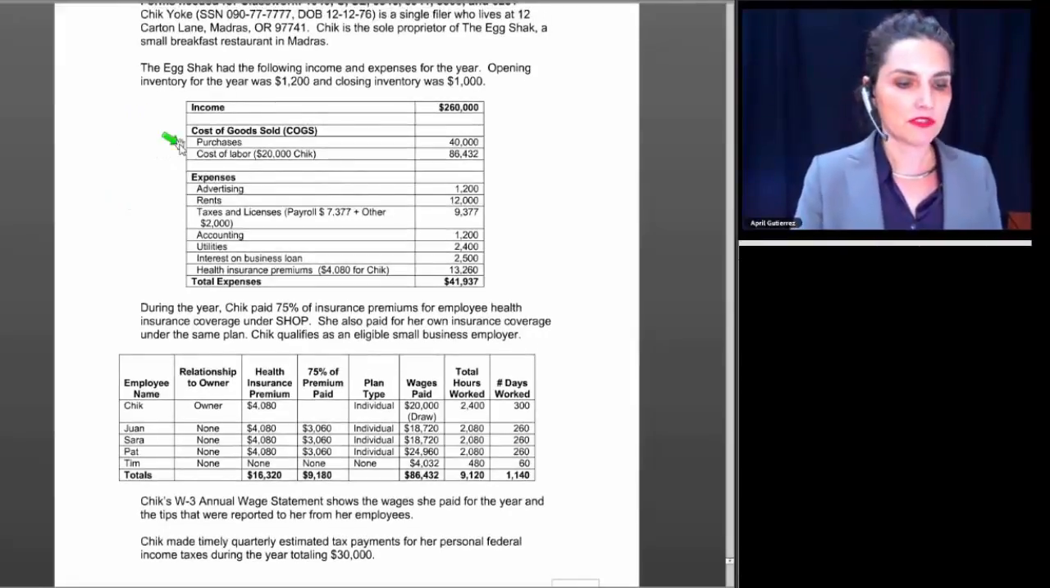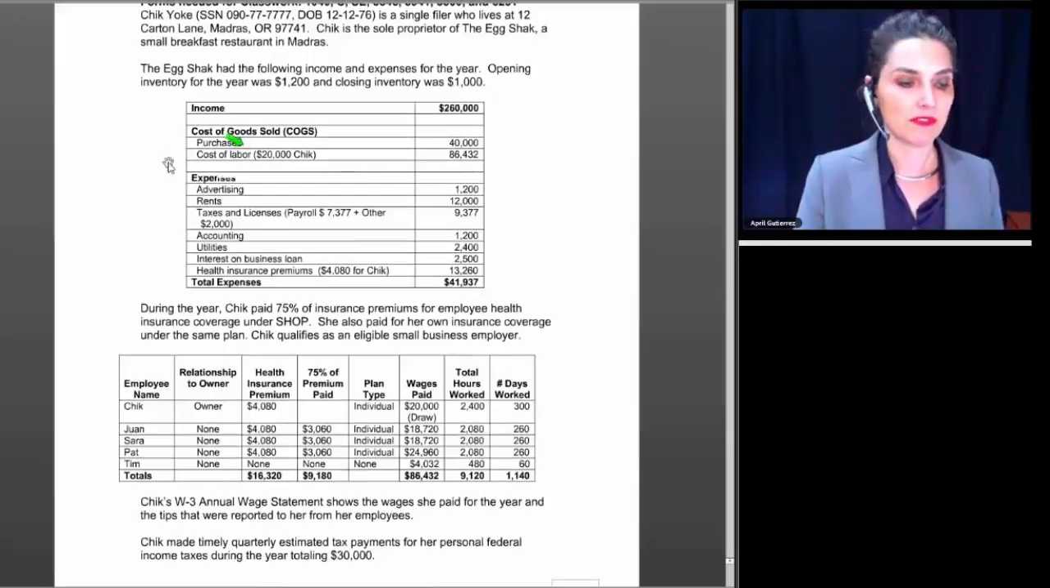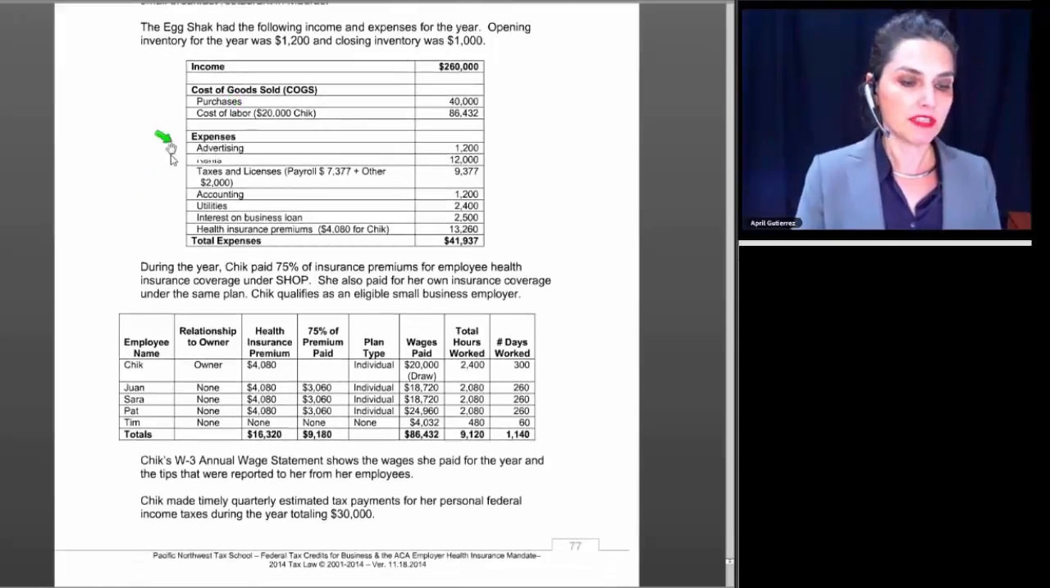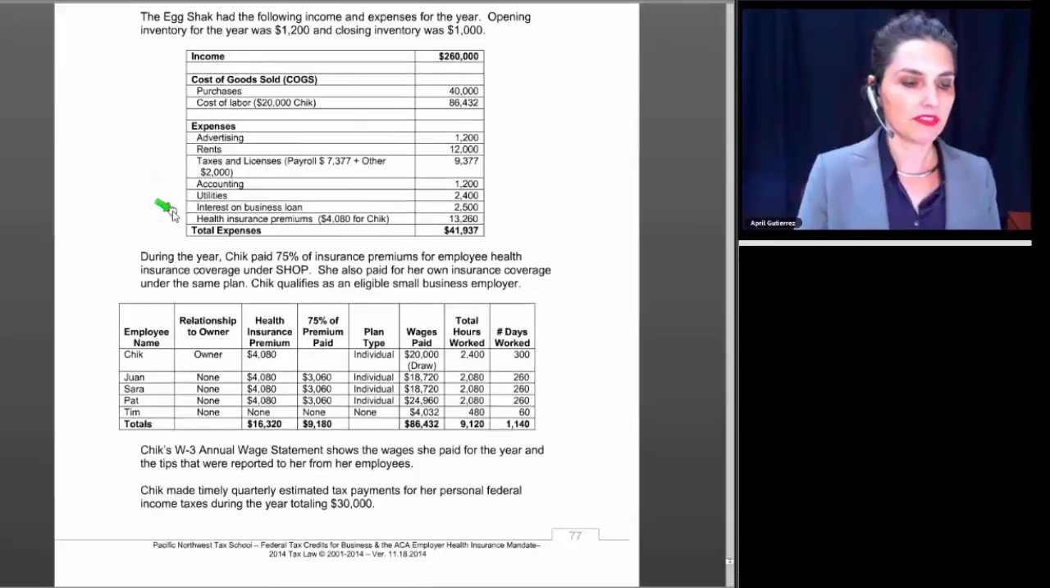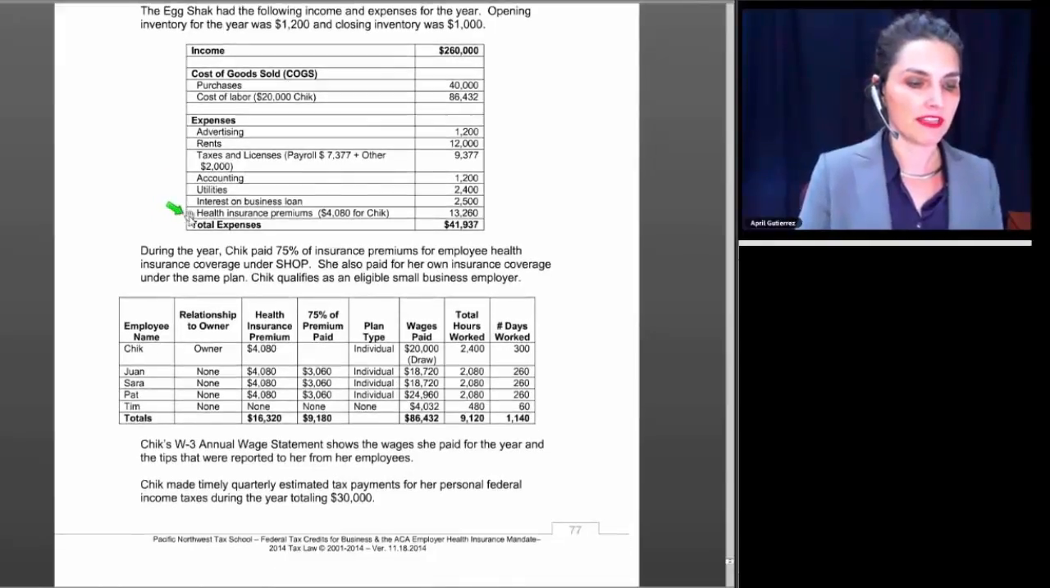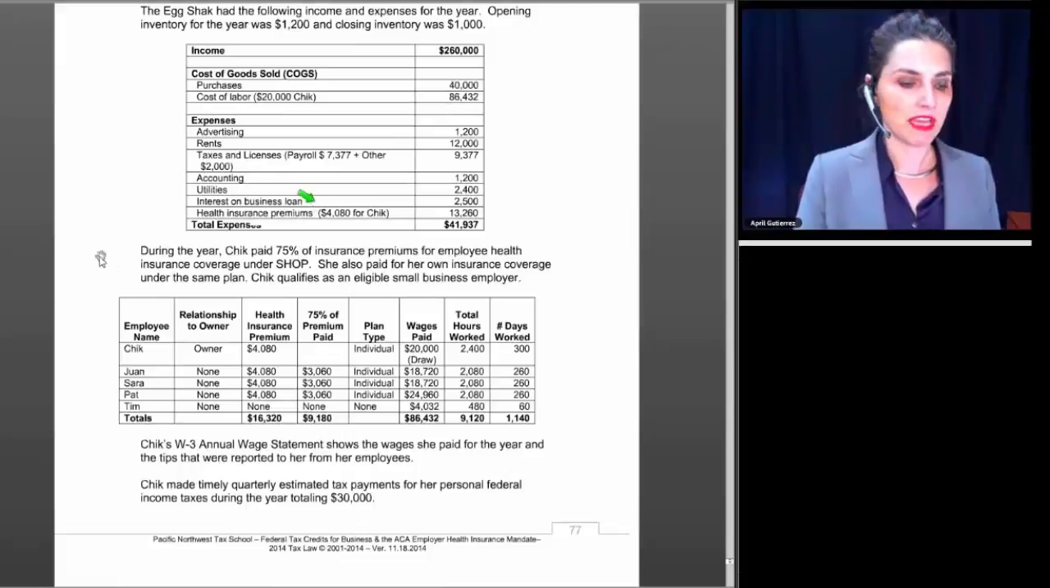For cost of goods sold, there were purchases of $40,000. There was cost of labor that Chick recorded in her books of $86,432, but $20,000 of that payment for cost of labor is for Chick herself. We then have expenses for advertising, rents, taxes, and licenses. Payroll taxes were $7,377 and other taxes total $2,000. We have accounting fees, utilities, interest on a business loan, and finally health insurance premiums, totaled $13,260 for the year, and $4,080 of those premiums were paid for Chick.